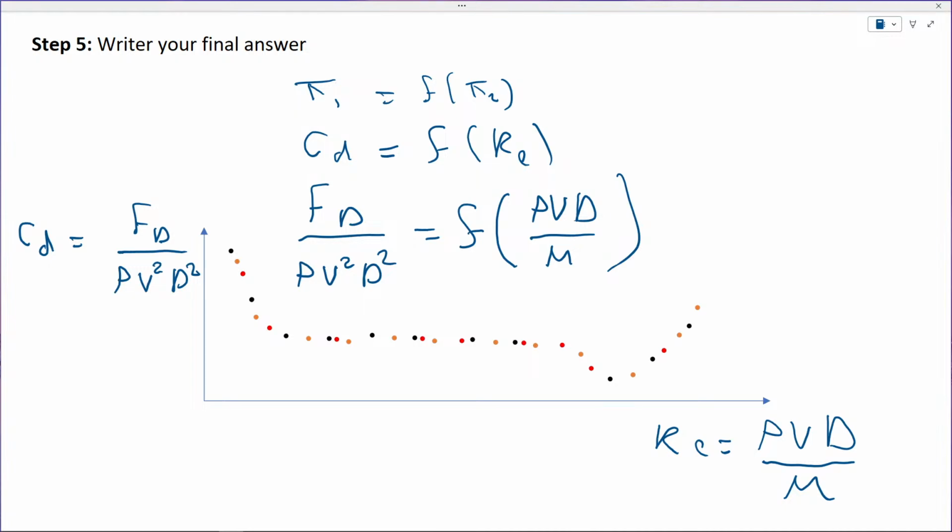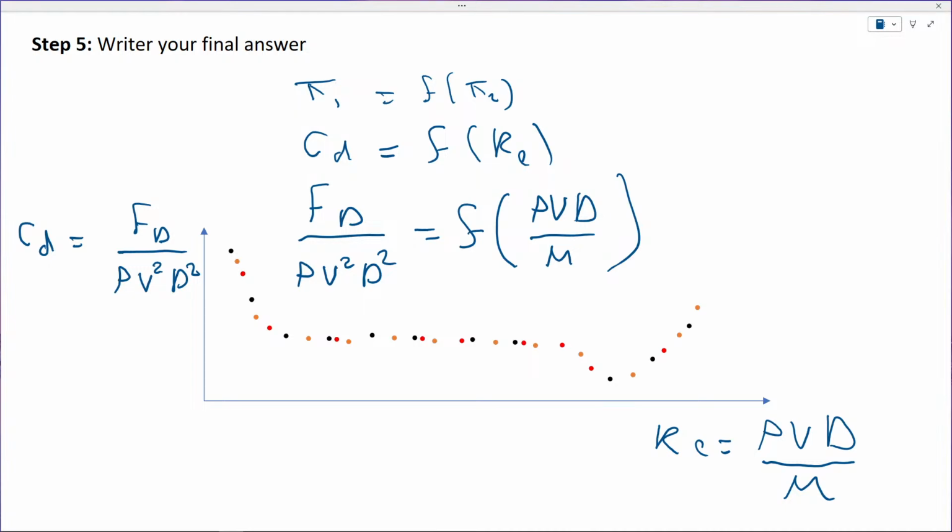So I keep making these measurements, and every experiment I do, I can just plot on this figure. I can plot my drag coefficient divided by this and my Reynolds number divided by this, and then I get this relationship.